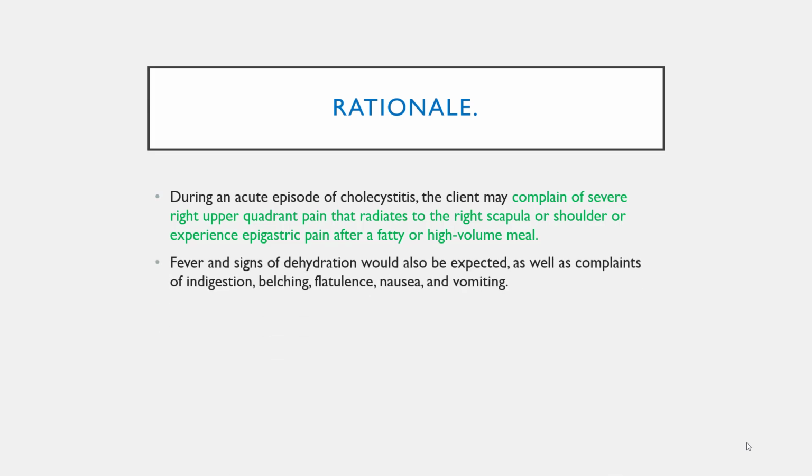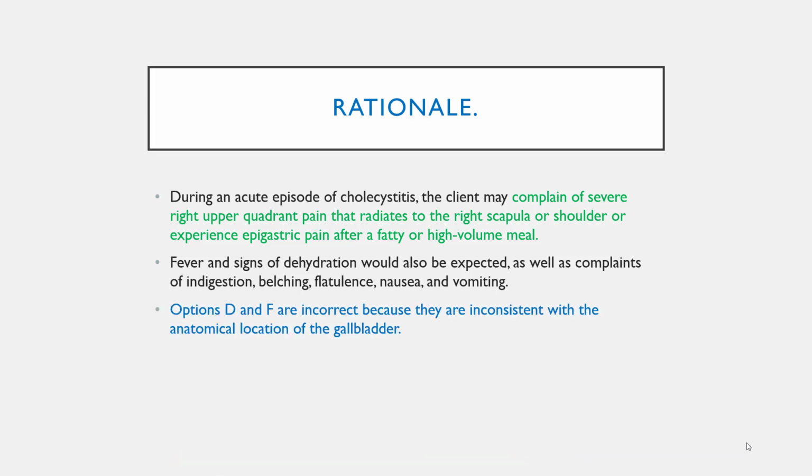Fever and signs of dehydration will also be expected, as well as complaints of indigestion, belching, nausea, and vomiting. Options D and F are incorrect because they are inconsistent with the anatomical location of the gallbladder. Option B, Cullen sign, is associated with pancreatitis.